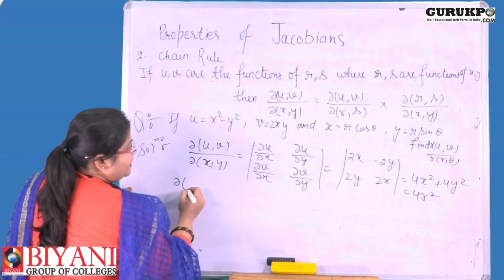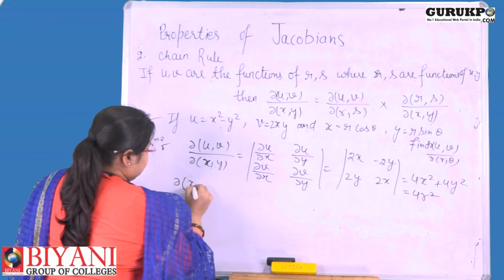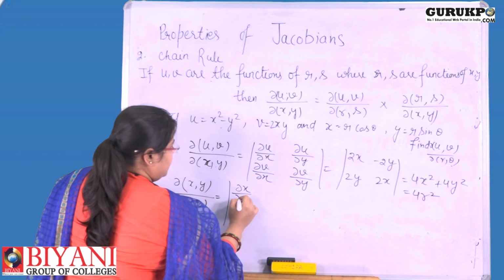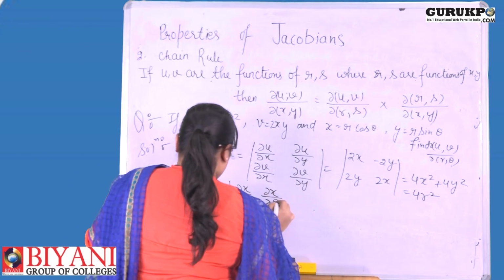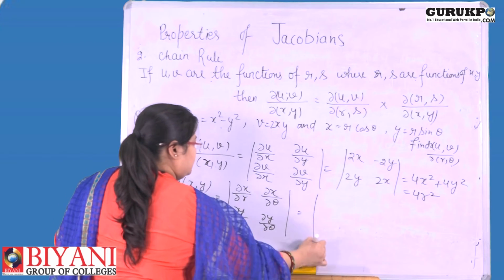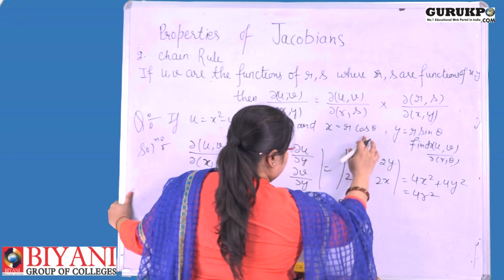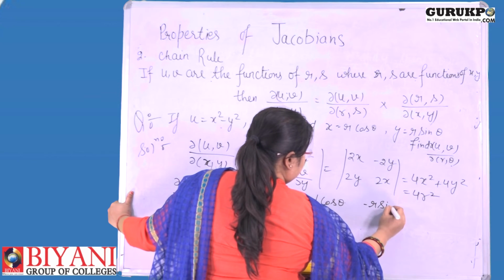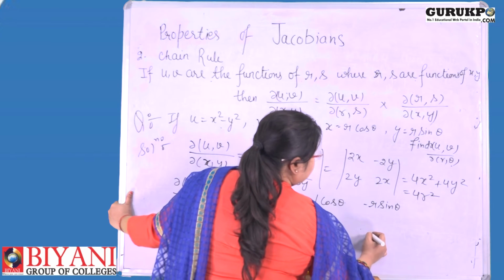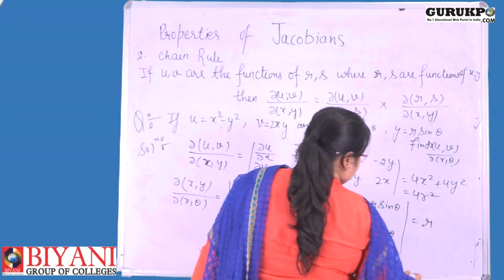Now x, y are functions of r and theta. So the Jacobian of x, y with respect to r, theta has del x upon del r, del x upon del theta, del y upon del r, del y upon del theta. Differentiating x with respect to theta, this will be minus r sin theta, and y with respect to r is sin theta, and with respect to theta is r cos theta. On solving we get r.